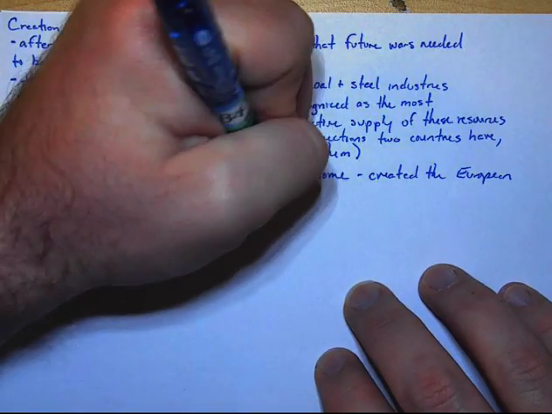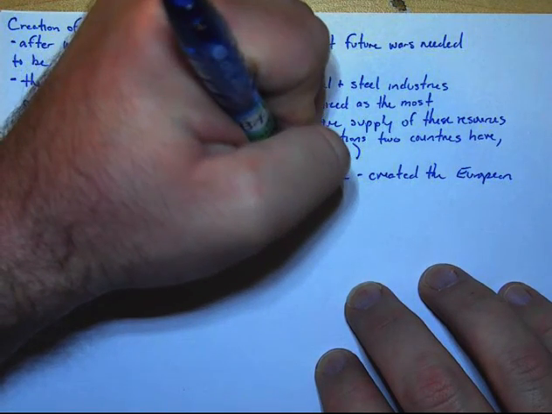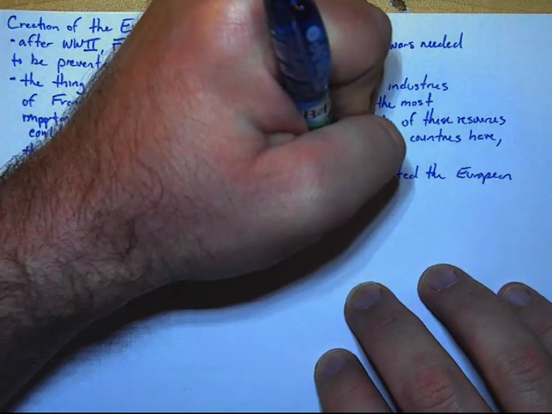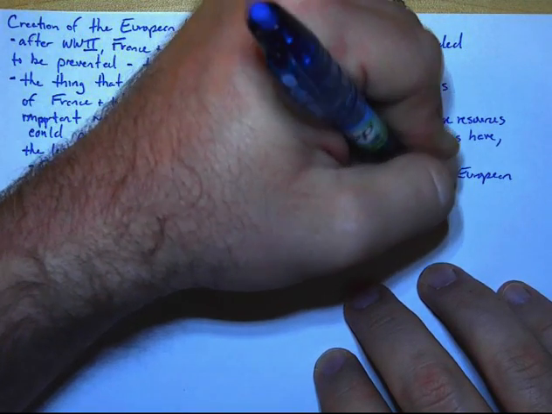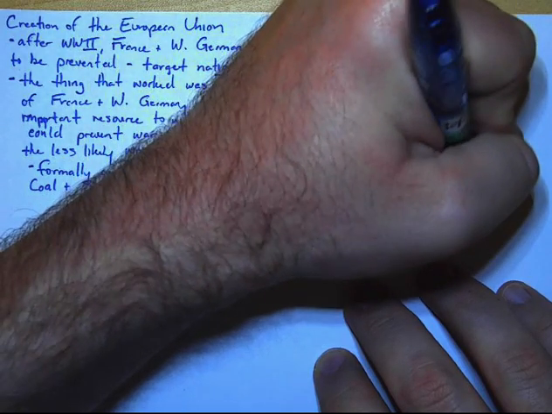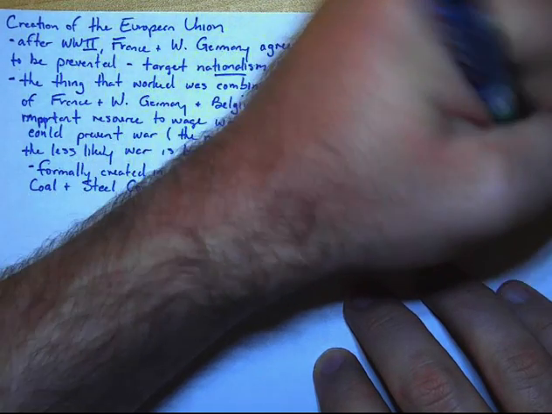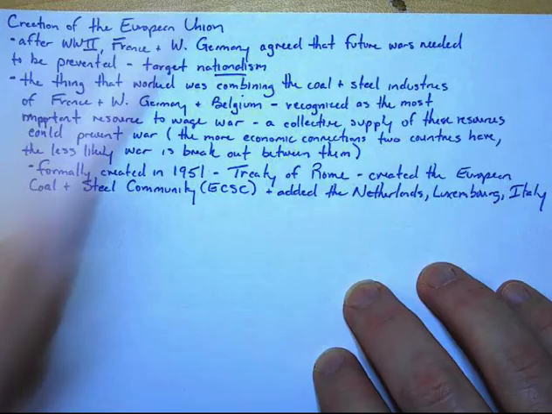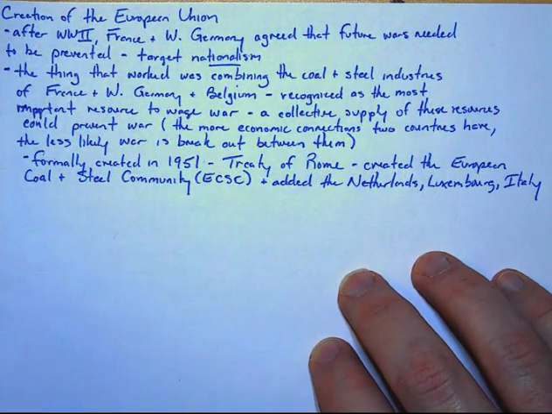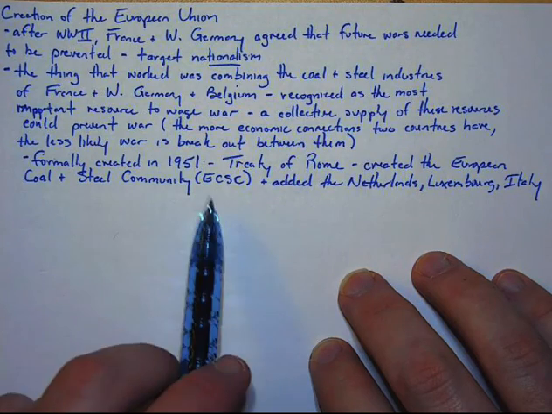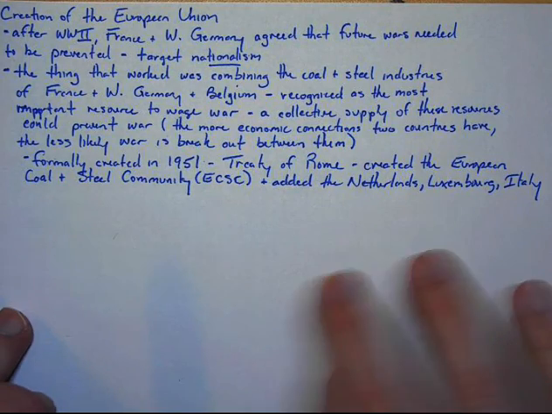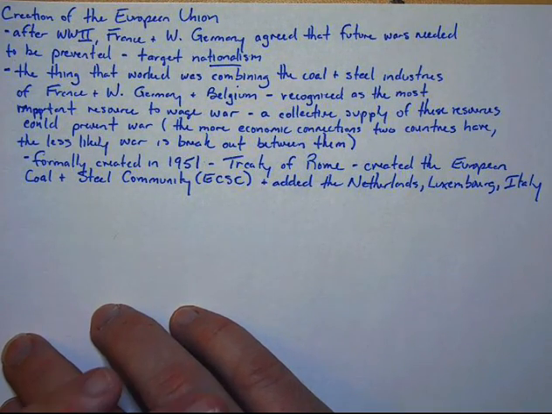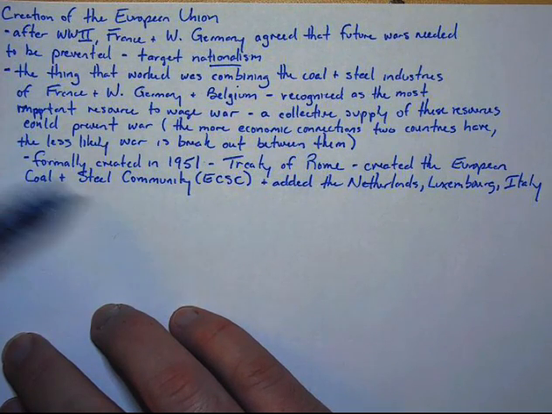And it also included three more countries. It added the Netherlands, it added Luxembourg, and it added Italy. So there are 6 countries now in this European Coal and Steel Community. And these 6 countries are usually thought of as the founding members of the European Union. The European Union is going to grow out of this.